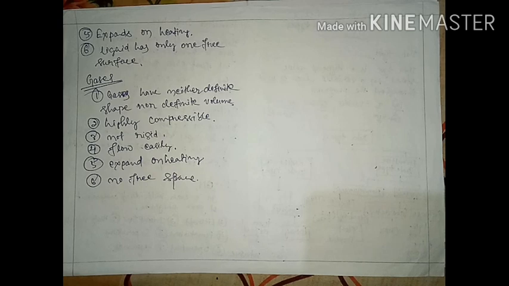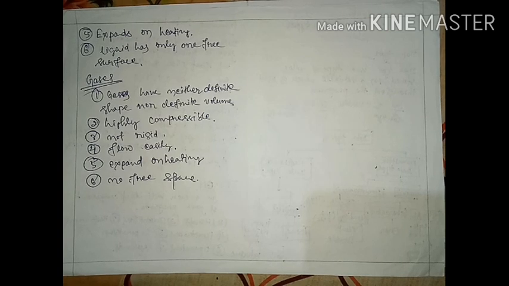And students, as both gases and liquids can flow, they are called fluids. Remember, students, liquids and gases are both known as fluids. Fluidity is the property of a substance that allows it to flow. If fluidity is not there, then that substance will not flow. Always keep this in mind. So these are some characteristics or properties I have written.